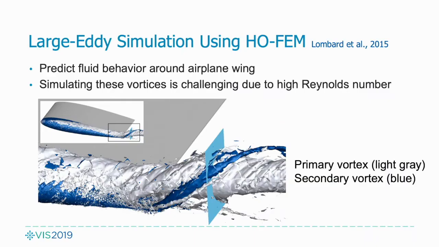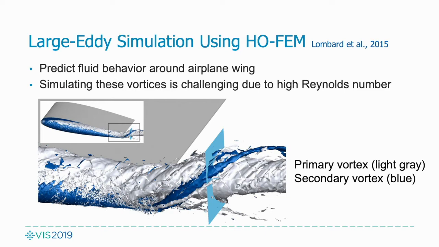Good afternoon. Large data simulations are useful to predict fluid behavior around an aeroplane wing. Trying to simulate these vortices in the near wake and in combination of large Reynolds number is particularly challenging. Lombard et al. used higher order finite element methods to simulate these kinds of phenomena.